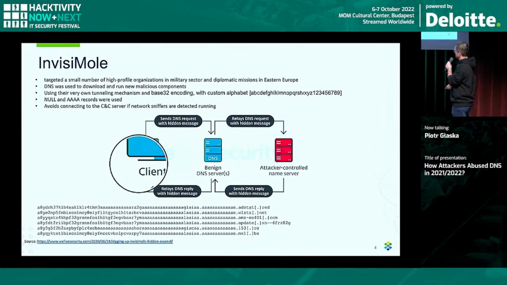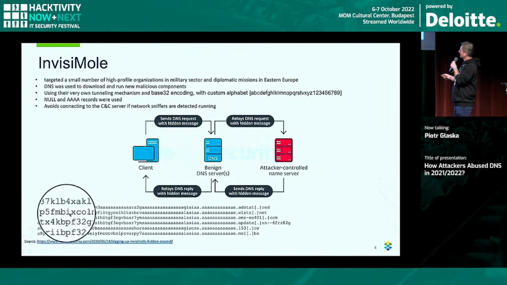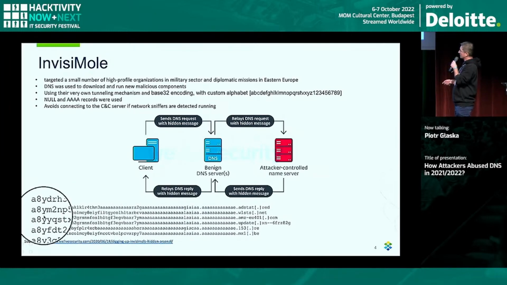They used their very own DNS tunneling mechanism, so they didn't use any open source tools to do that. Basically, they write the code. It's an APT group backed by government, so they have time, money, resources to do that. They don't need to go the easy way. They encoded data in DNS query with base 32 encoding with custom alphabet, so it's not a standard base 32. And this is typical for APT groups.